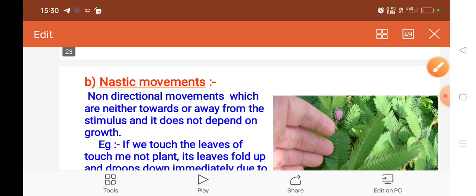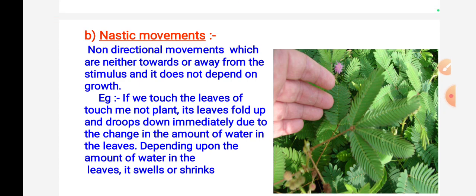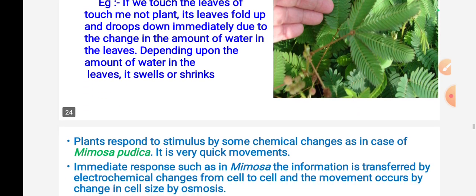The next, nastic movement. These are non-directional movements, which are neither towards nor away from the stimulus, and they do not depend on growth. For example, if we touch the leaves of a touch-me-not plant, its leaves fold up and drop down immediately due to the change in the amount of water in the leaves. Depending upon the amount of water in the leaves, they swell or sink.